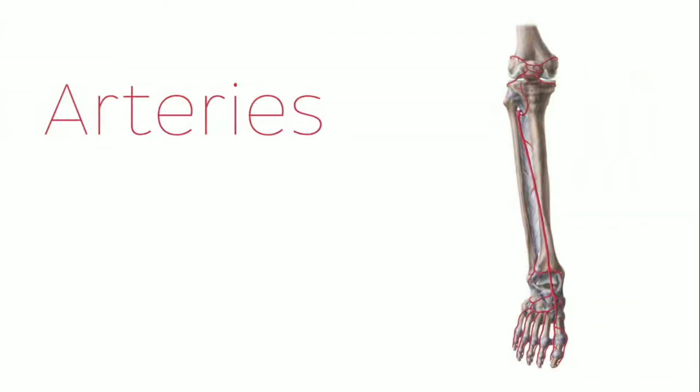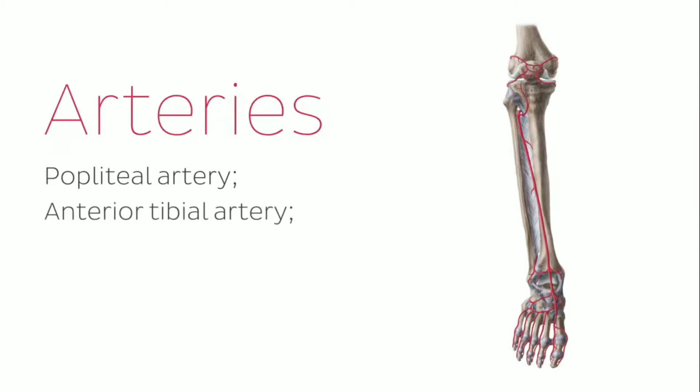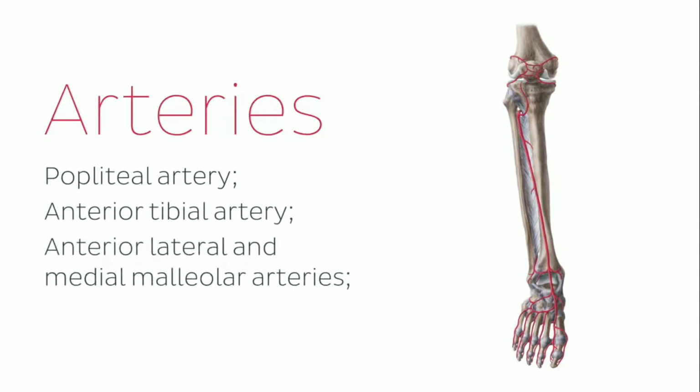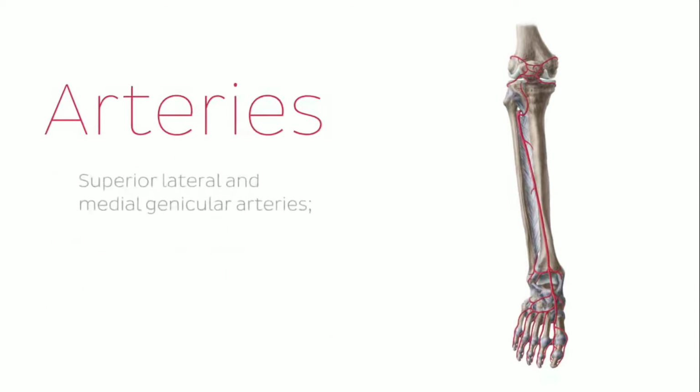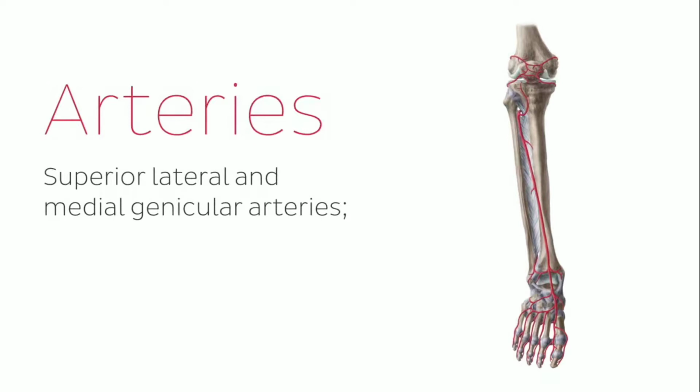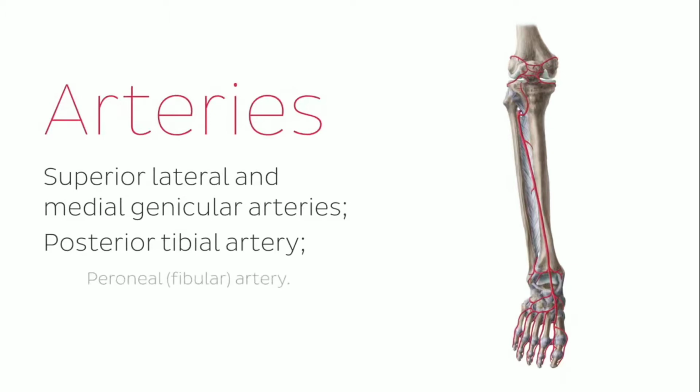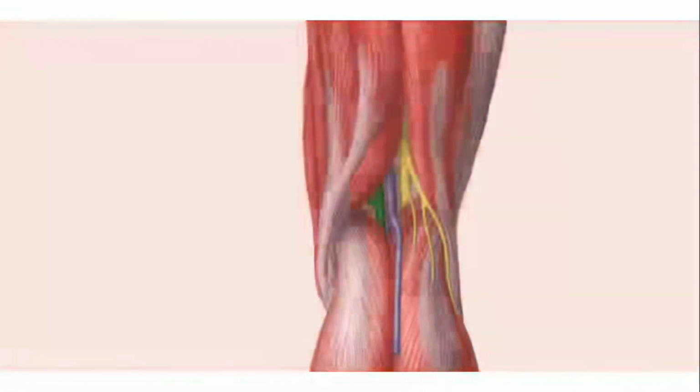We're going to start off with the different arteries that we find on the lower leg, and we're going to list them. The ones that we're going to be seeing in this region of your body are the popliteal artery, the anterior tibial, the anterior lateral and medial malleolar arteries, the inferior lateral and medial genicular arteries, and also the superior lateral and medial genicular arteries, the posterior tibial artery. We're also going to be seeing one that can either be called the peroneal artery or the fibular artery. We're now ready to move on to the very first one that we saw on that list.